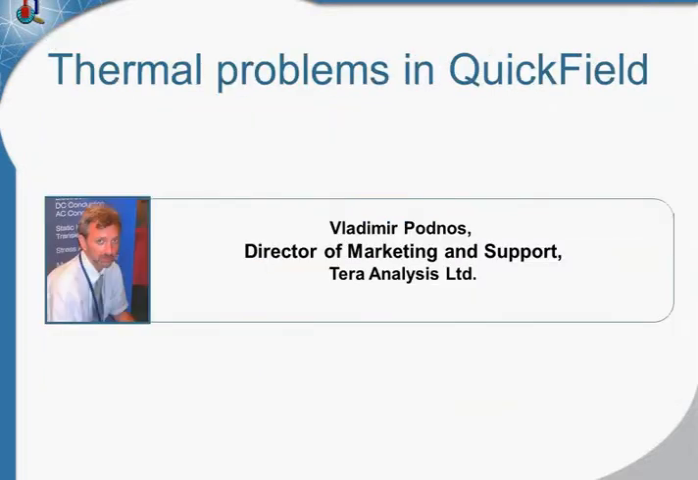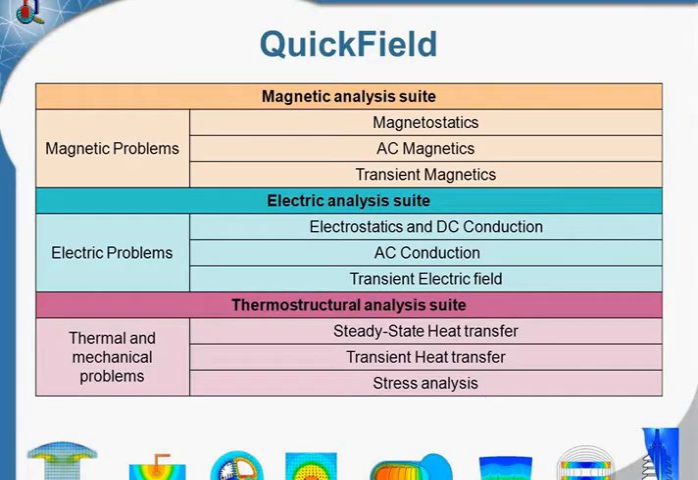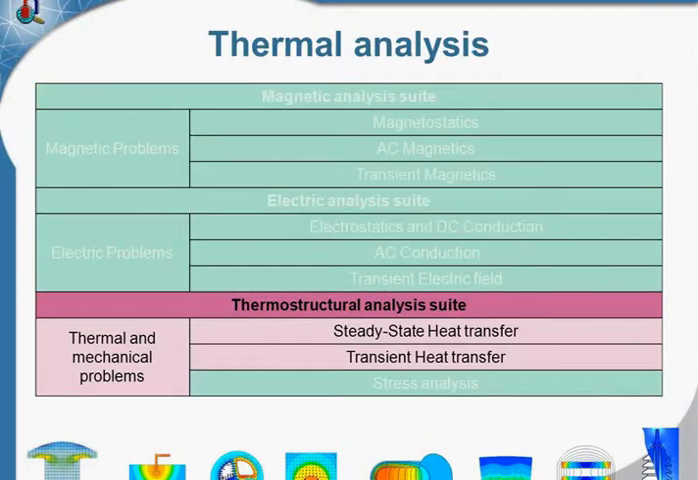So, what thermal problems are available in QuickField and how to set them up? QuickField has a variety of analysis modules, and it includes magnetic analysis suite, electric analysis suite, and thermostructural analysis suite. Today we will concentrate our discussion around steady-state heat transfer and transient heat transfer.